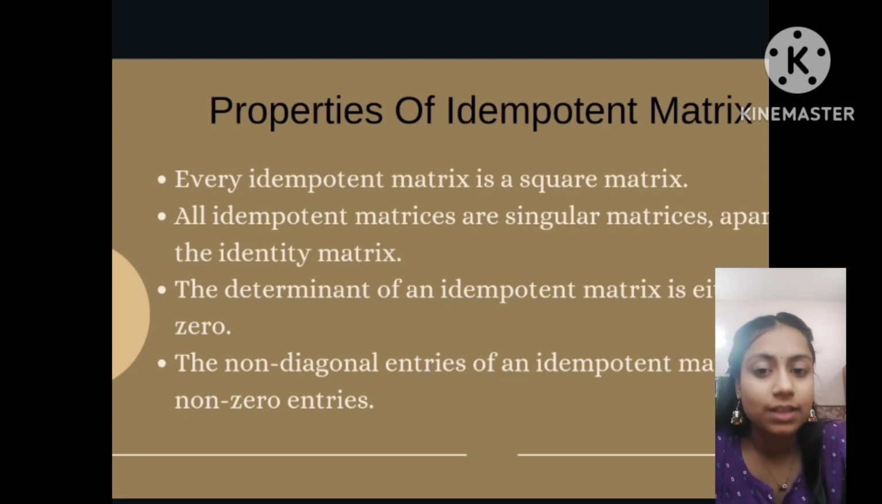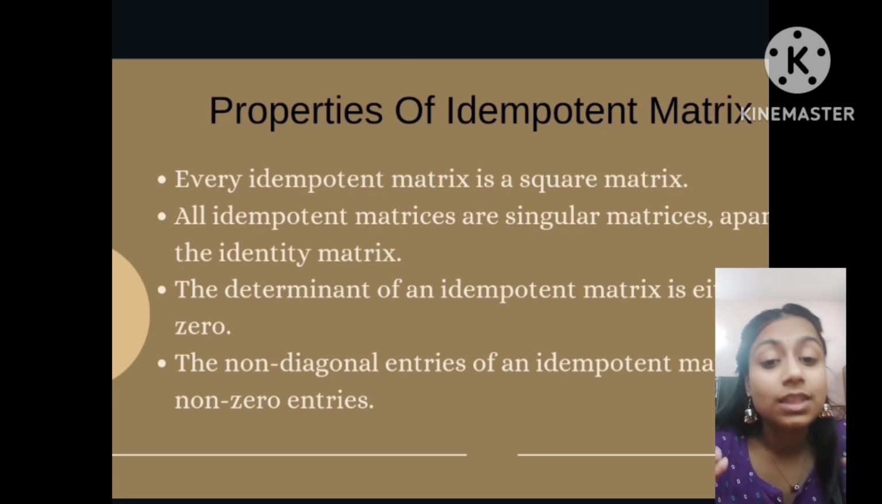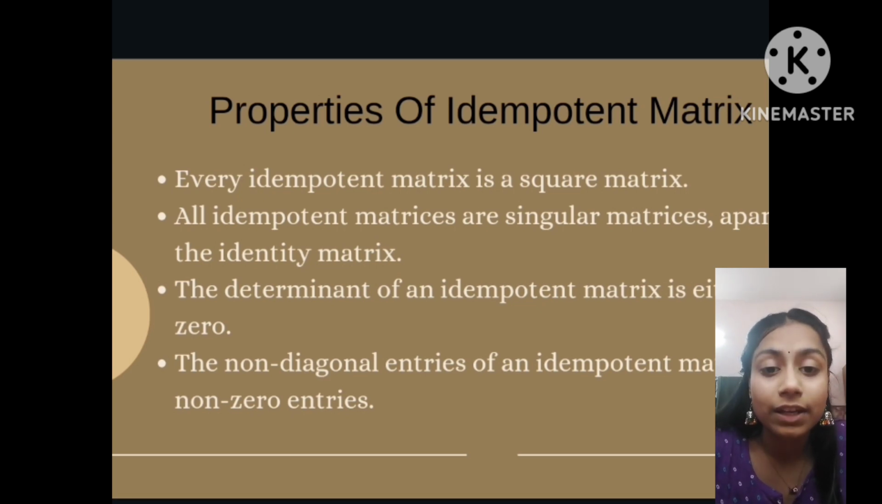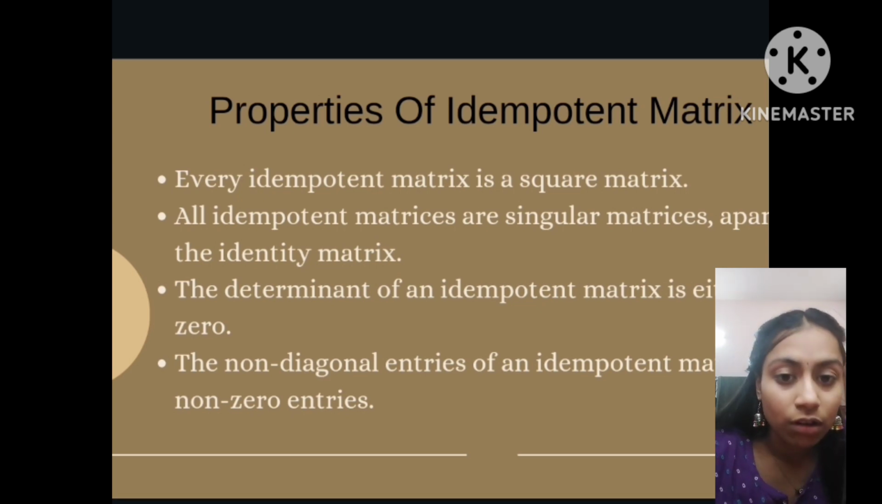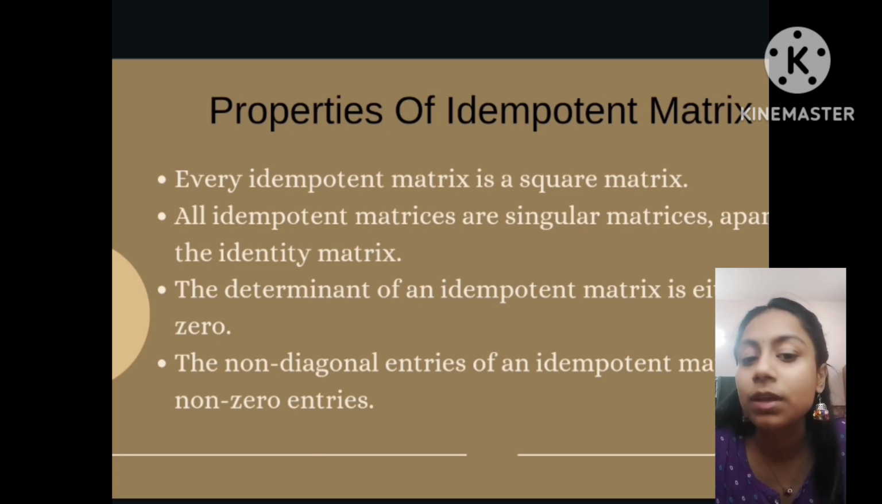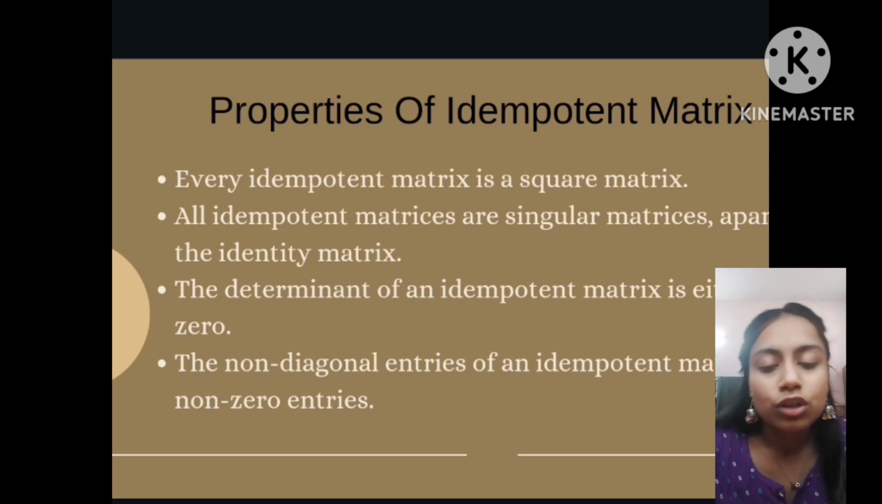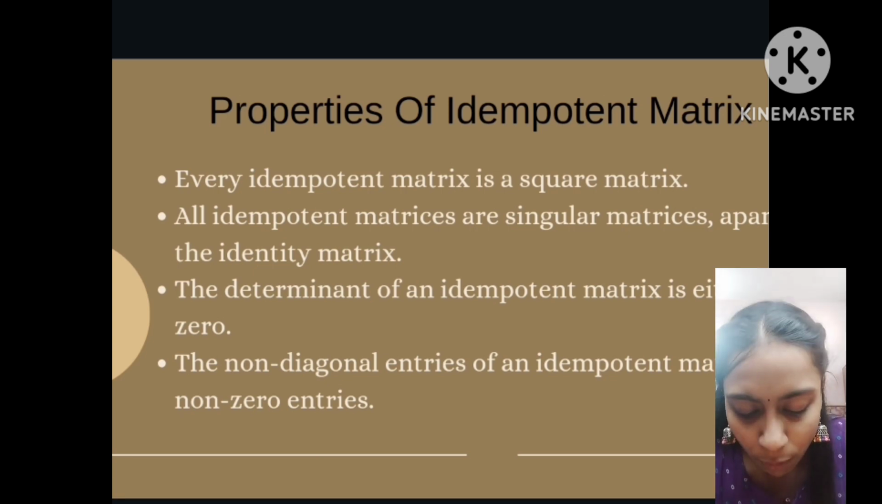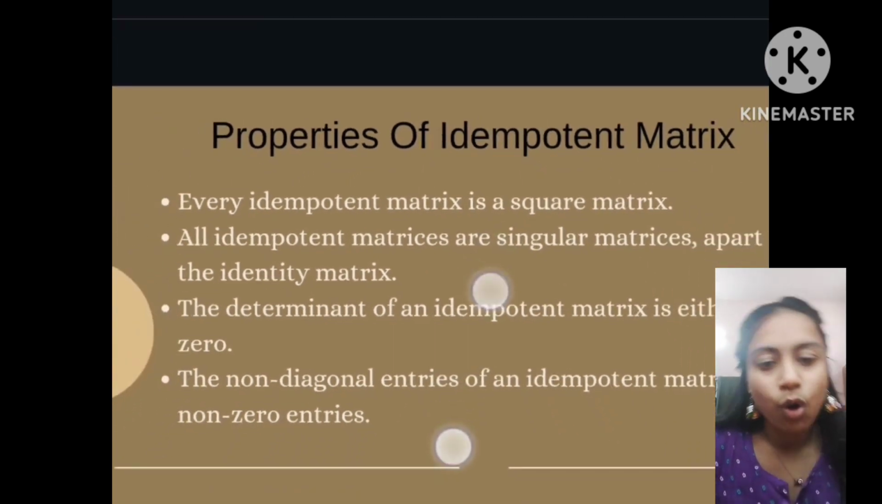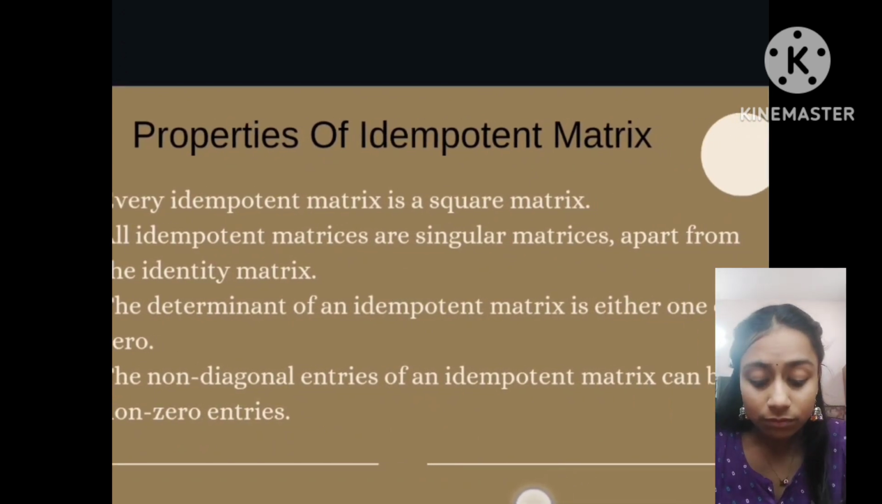Okay, except there is an exception, that is, the identity matrix. If we find the idempotent matrix of the same order, then its determinant will not be 0, that is, it will not be a singular matrix. So from this we come to the next property: the determinant of an idempotent matrix is either 1 or 0. Now it is clear.